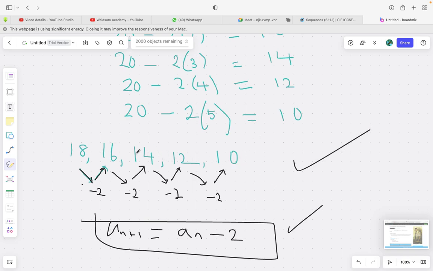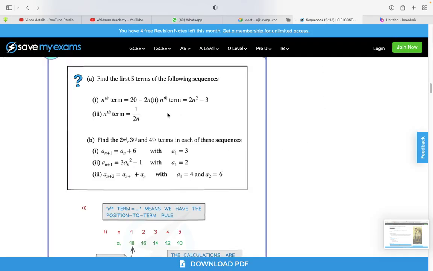They say generate the first 5 terms. That's what they've asked us. I have also given you the formula for the term-to-term rule. Okay, now let's move on. I think we've done this first one.